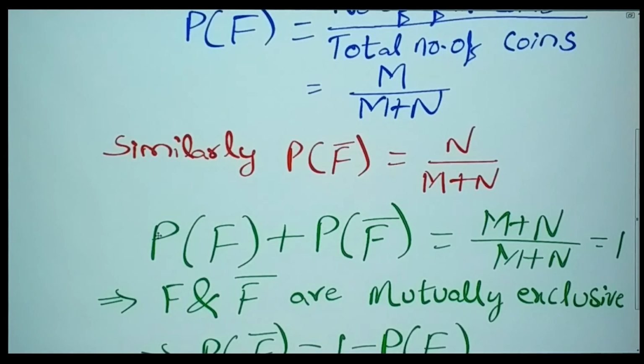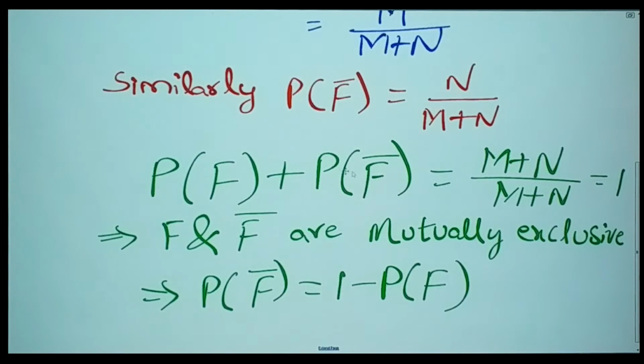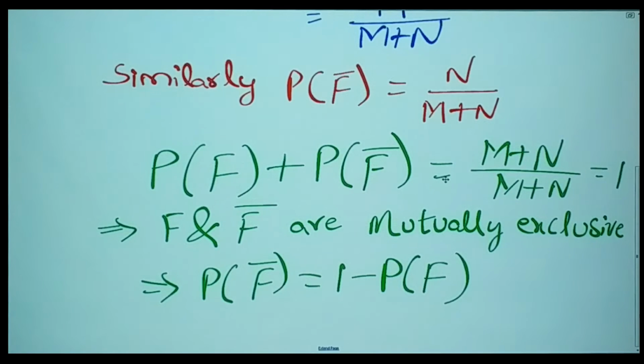Now, if you add both of these probabilities, it's going to be equal to 1. So, what does that say? That says that both F and F complement are mutually exclusive.